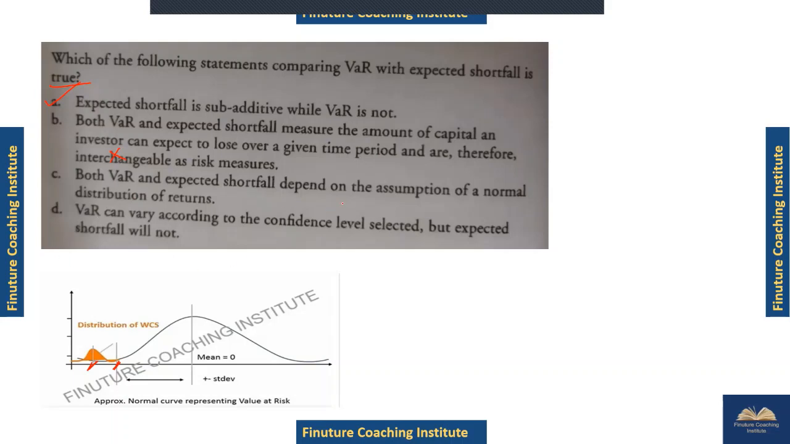Both VaR and expected shortfall depend on the assumption of normal distribution. This is not true. Only VaR depends on the assumption of normal distribution, whereas expected shortfall has equal weights. VaR can vary according to the confidence level selected, but expected shortfall will not. No, both will vary. This is also not a true option. This is very straightforward because if you read the coherent properties, you will come to know that VaR is not sub-additive. If you combine two portfolios, the VaR may or may not be lesser than the addition of the individual portfolios.